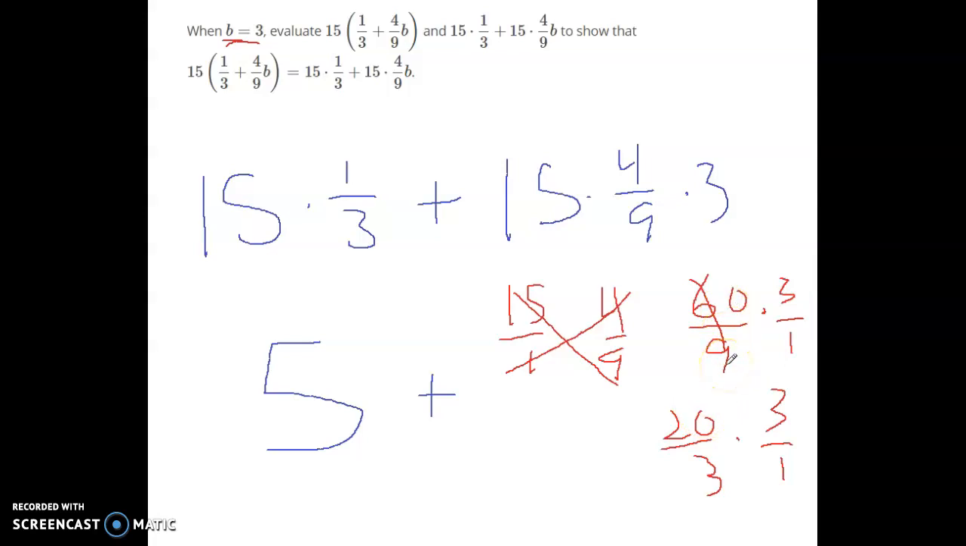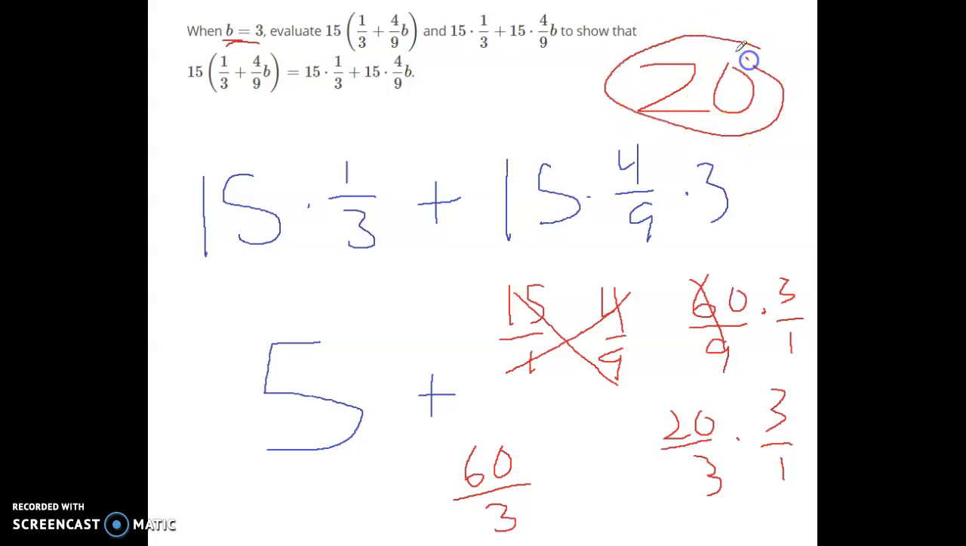So now multiplying top times top, sorry, this is getting a little crowded here. 20 times 3 is 60, and 3 times 1 is 3. 60 over 3, 60 divided by 3 gives me the result, coming up here at the top to write it, of 20. So this multiplication of these three things together comes out to 20.